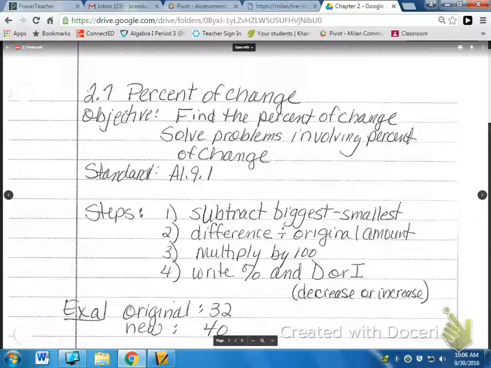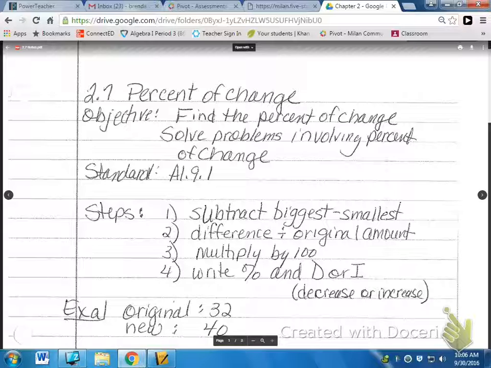Lesson 2.7, percent of change. This lesson actually involves a lot more than percent of change. It talks about some other issues as far as percentages, talking about tax and markup and things like that. So we're going to try to do things in the most effective and concise way so that you're not doing a bunch of steps to do these problems.